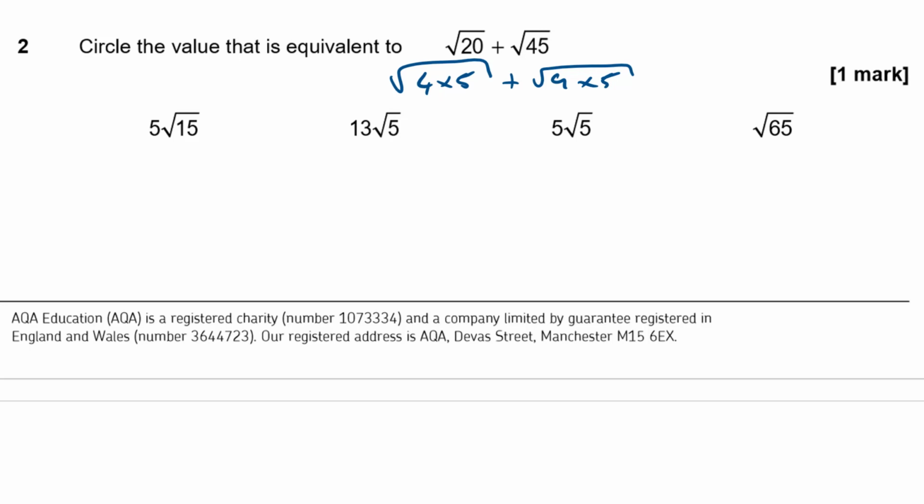So the square root of 4 is 2, so root 4 times 5 becomes 2 root 5. And the square root of 9 is 3, so root 9 times 5 becomes 3 root 5. And then I'm adding these two together. Now you can add surds together just the same way you can algebraic terms. So if I've got 2 of something and I add on 3 of that same something, then I've got 5 of those things. So that's the same thing as 5 root 5. So circling my answer, it's that one there.